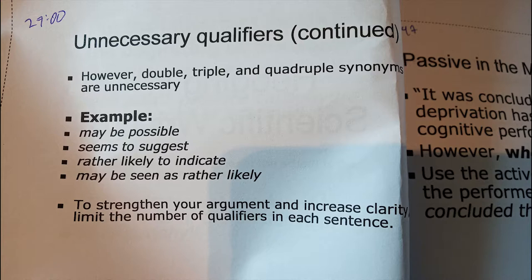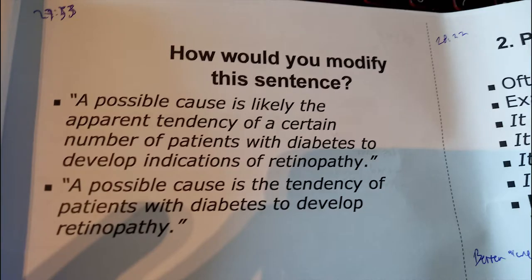Here's a sentence. A possible cause is likely the apparent tendency of a certain number of patients with diabetes to develop indication. Now, just too many tentative words. We don't need them. Better, a possible cause is the tendency. That's enough. We're going to put two in there rather than the original five that we had in the first sentence.